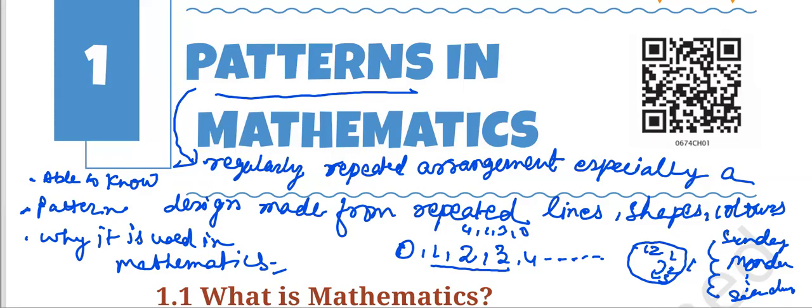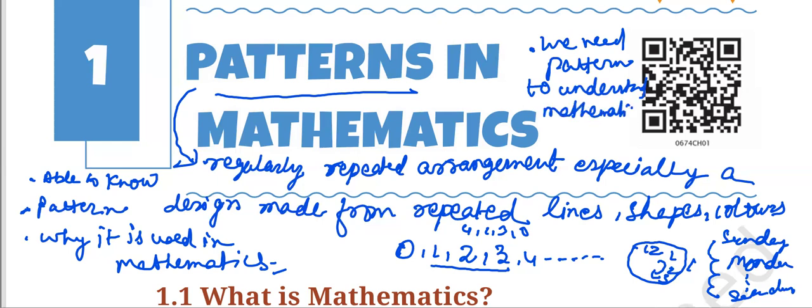So why do we need patterns? Can anyone tell me why we need patterns? We need patterns to understand mathematical concepts. And tell me another one, why do we need patterns? To develop logical reasoning that we need in our daily life. Okay, so these are the things that we are going to study in this chapter.